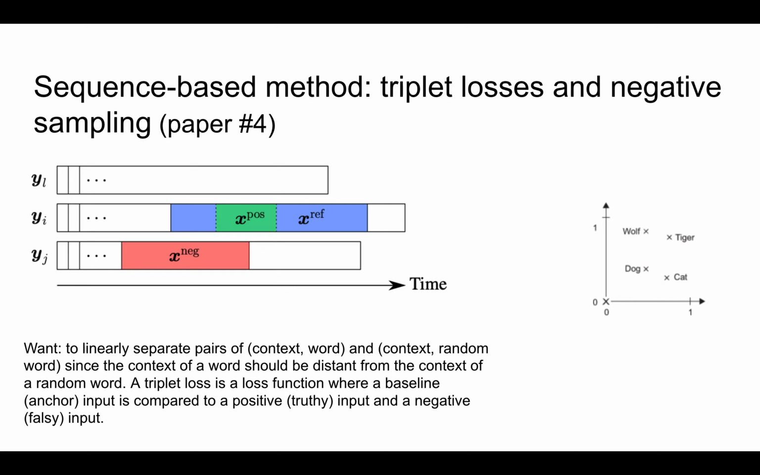A triplet loss is a loss function where a baseline input is compared to a positive input and a negative input. In terms of time series, we want xref and xpos to be near each other because they're both subseries in the same series, and we want them to be distant from xneg, which is in another series.